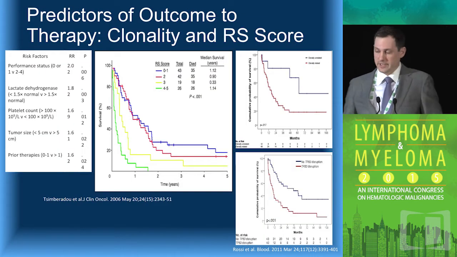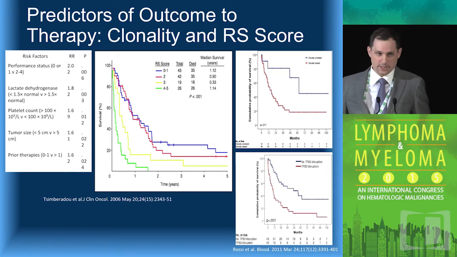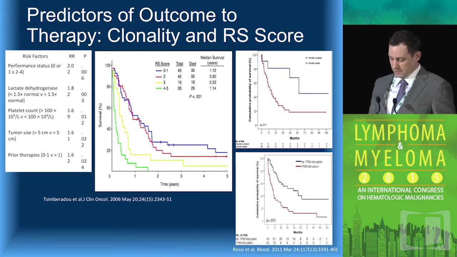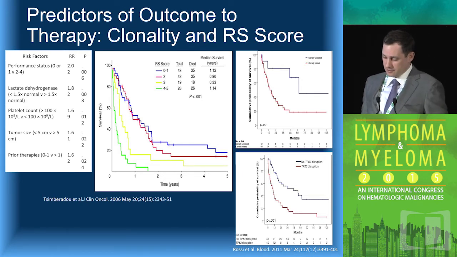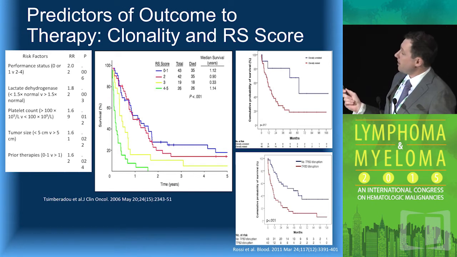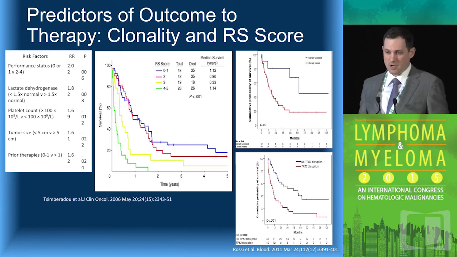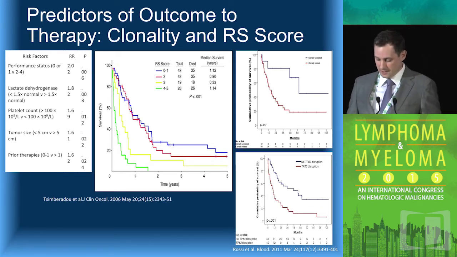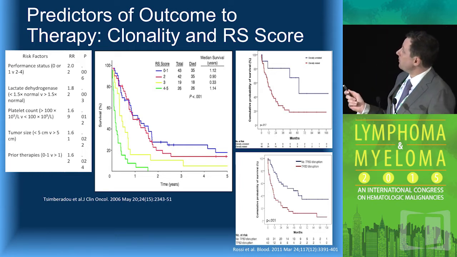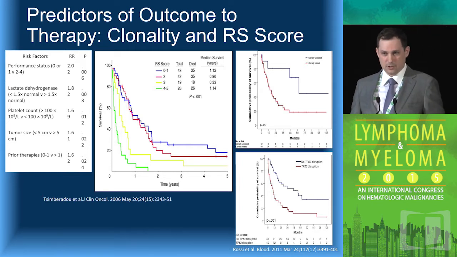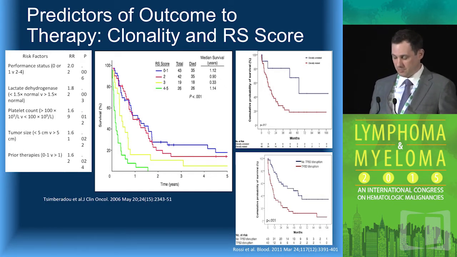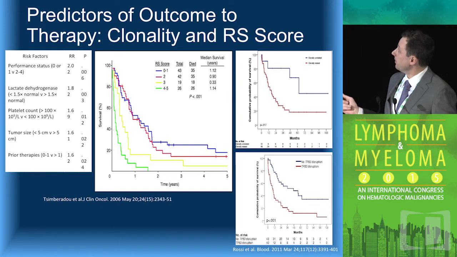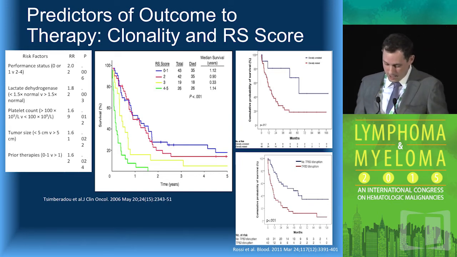So moving on, when you're looking at predictors of outcome to therapy, really we want to know what the clonality of the disease is. David Rossi has shown, and as others, that if you are clonally related, your outcome is much worse. The disease is a little bit more refractory versus those that are clonally unrelated. They follow a course much similar to a de novo DLBCL, respond very well to CHOP-like regimens, whereas those that are clonally related do not.